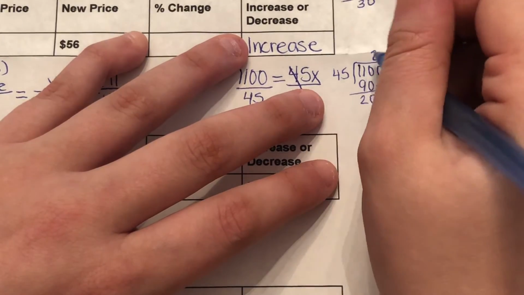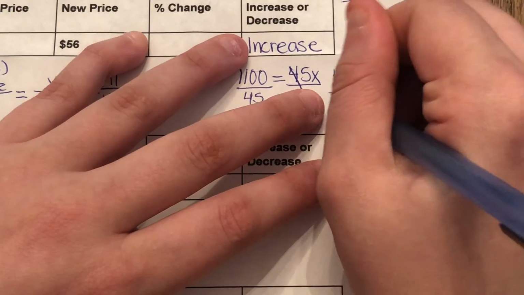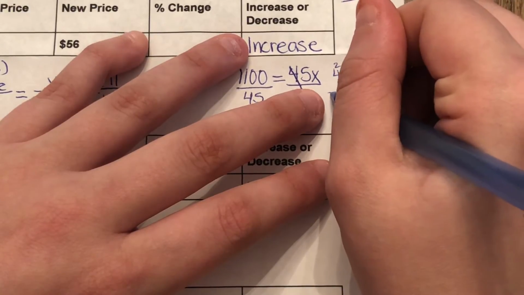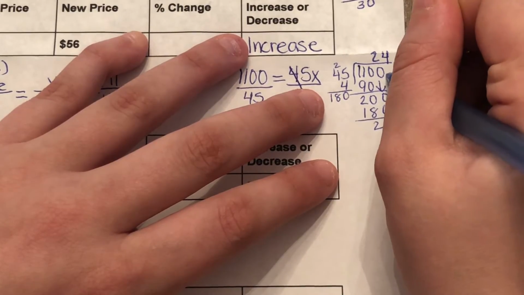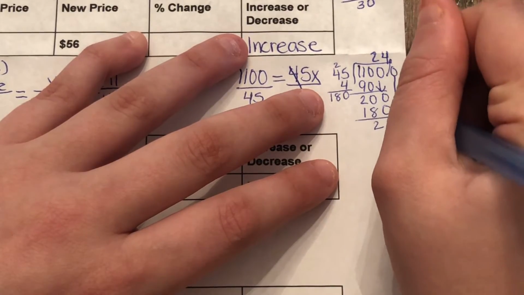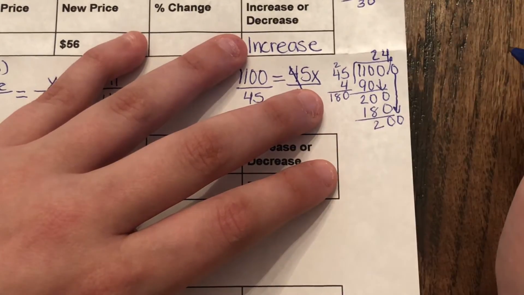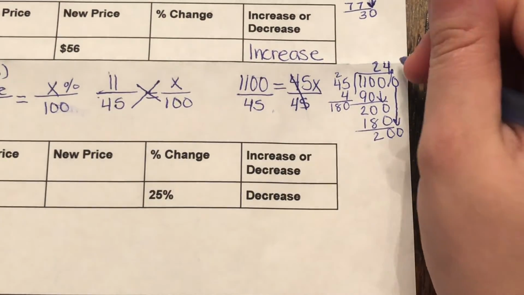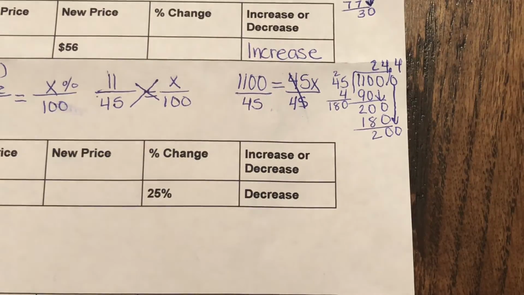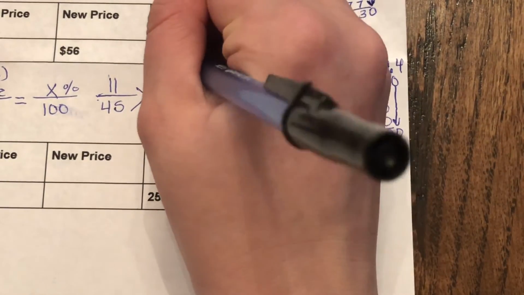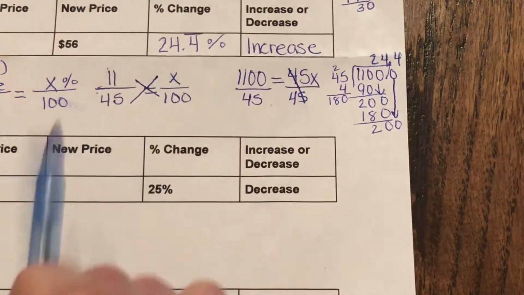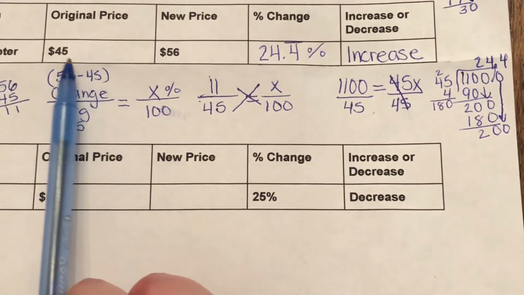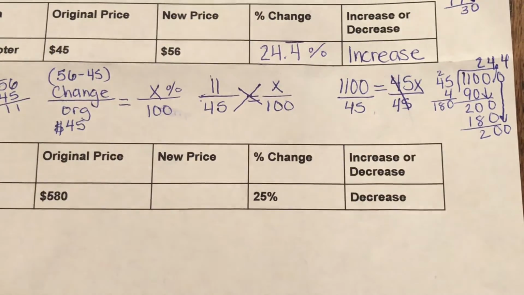45 goes into 200 4 times. I get 180. Add a decimal, bring it up. Add a 0, bring it down, because I need to keep on going. Oh, I see a pattern. So my answer is going to be 24.4 repeating percent of change. That's how much percentage is from 45 to 56, how much it is increased in price.